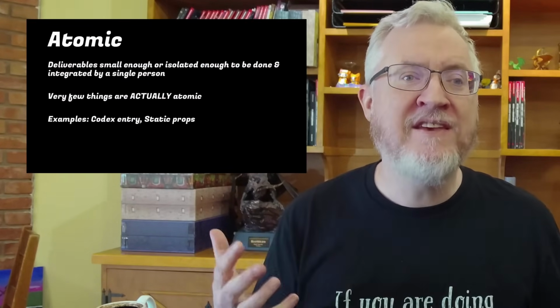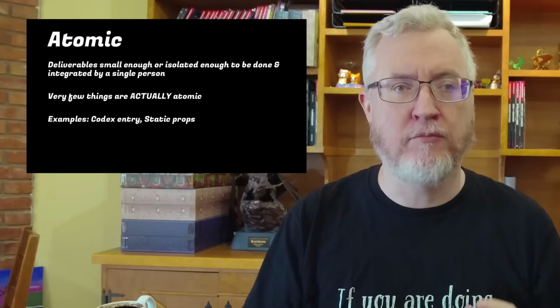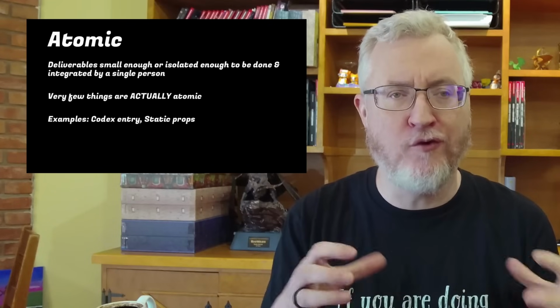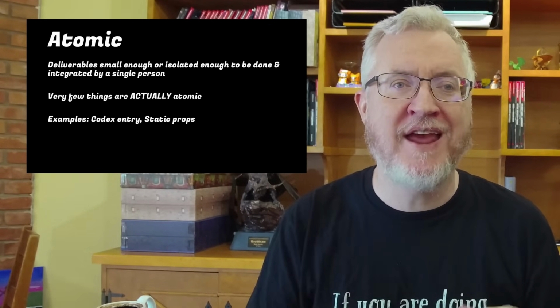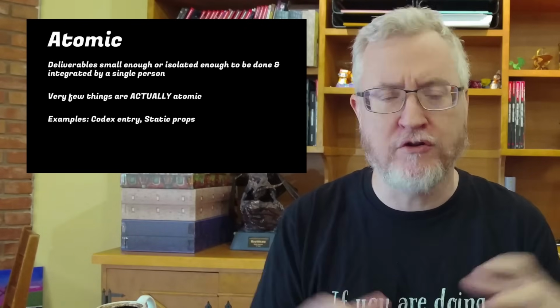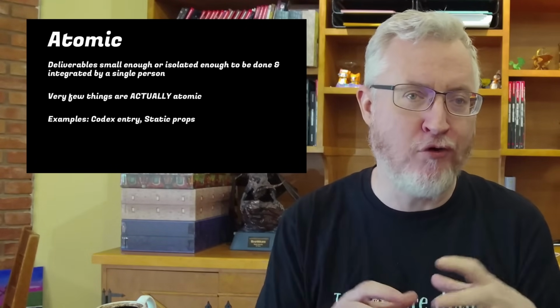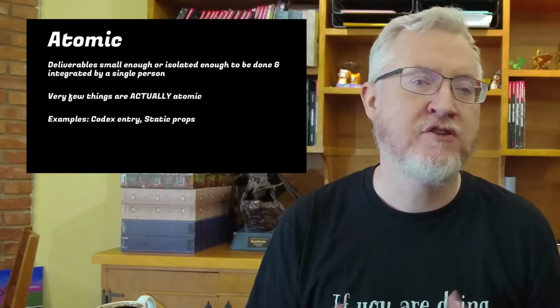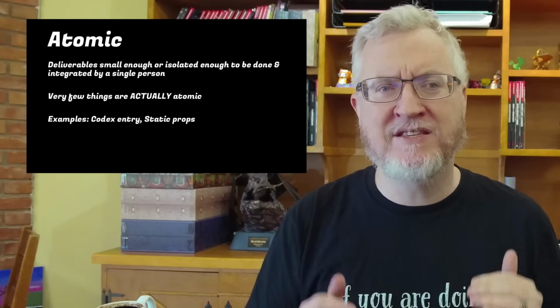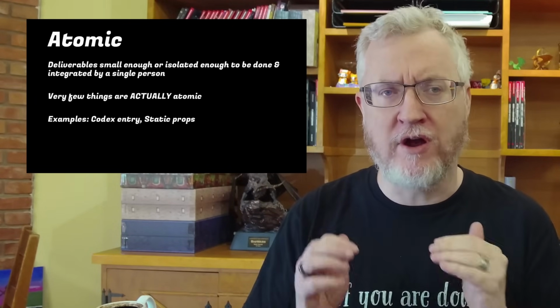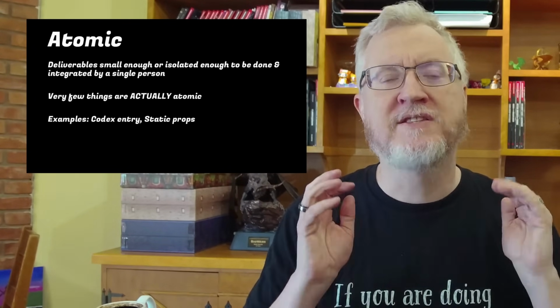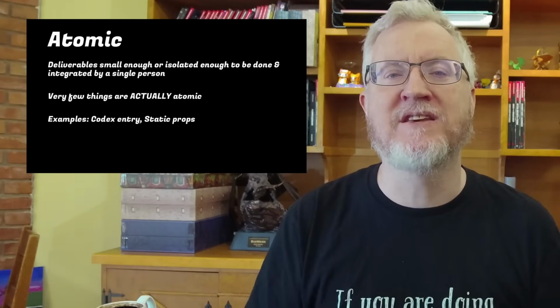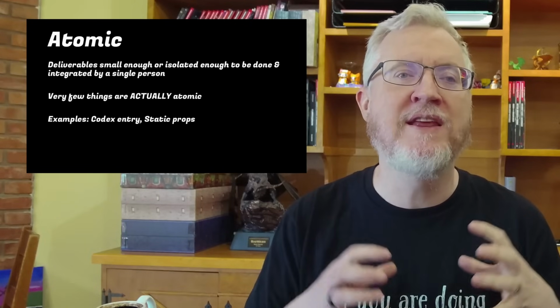So let's talk about the kinds of things that you could put on this universal backlog. The easiest would be atomic deliverables. These are deliverables that are small enough or isolated enough to be done and integrated by a single person. So this could be a static prop. This could be a piece of artwork that you're going to stick on the wall in a level. This could be a codex entry. The reality is that a lot of things you might think are atomic aren't, because they often have other dependencies beyond the thing you immediately think of.